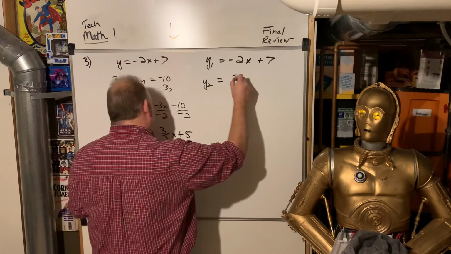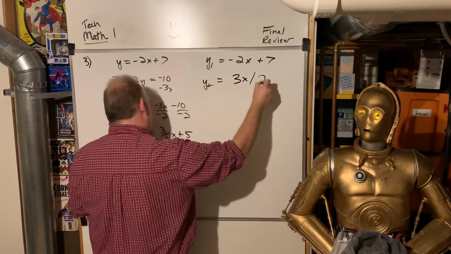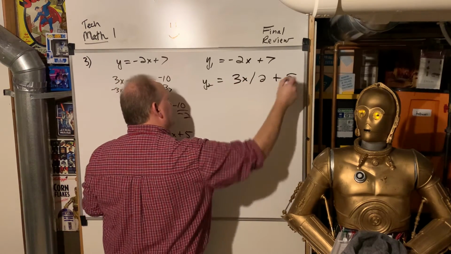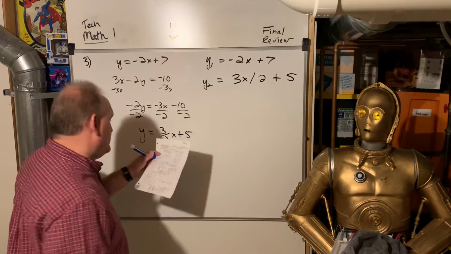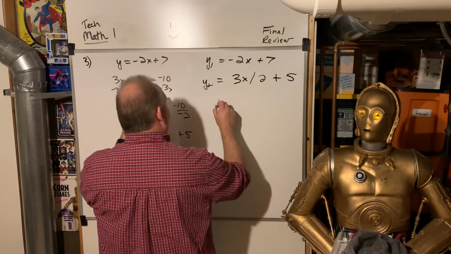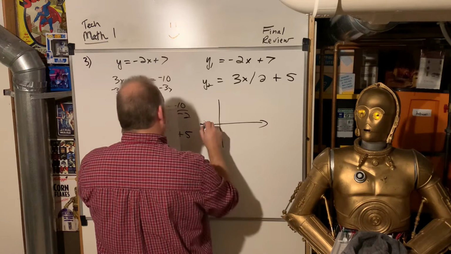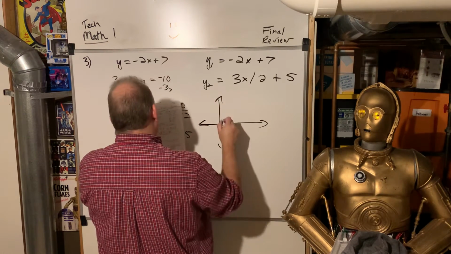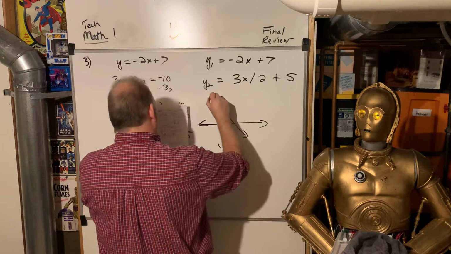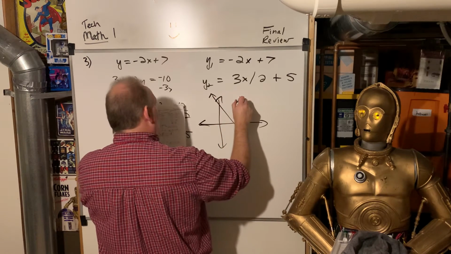So the way we key that in is 3x divided by 2 plus 5. And then hit enter, and you'll get this neat little graph. And it's a real ugly answer, so it's good that we had the technology on our side here. We get it. Crosses in the first quadrant.